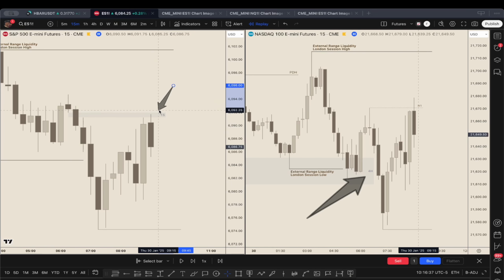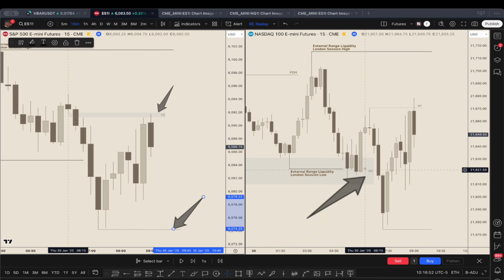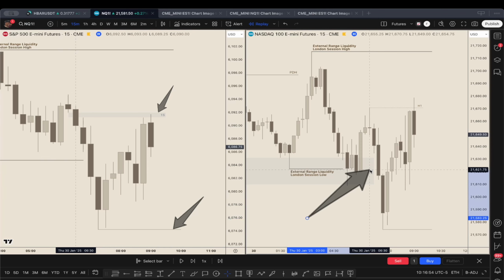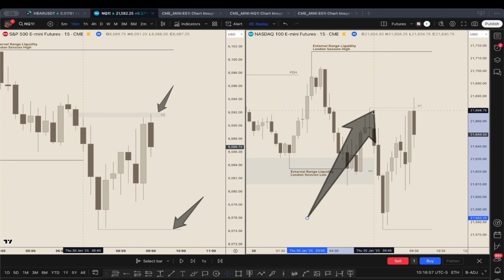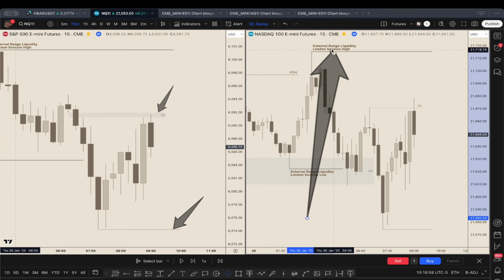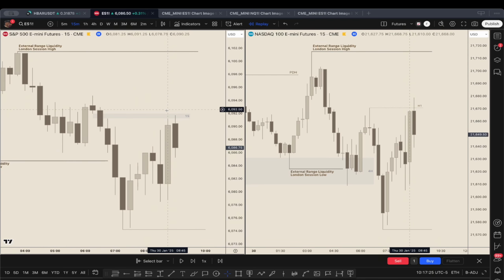Now, if this sell side imbalance was to hold, then the external liquidity that price would go after is down here at 6,074 and a quarter for the S&P. But if the 4 hour was to hold over here on the right, then external liquidity was much higher, above London session highs.